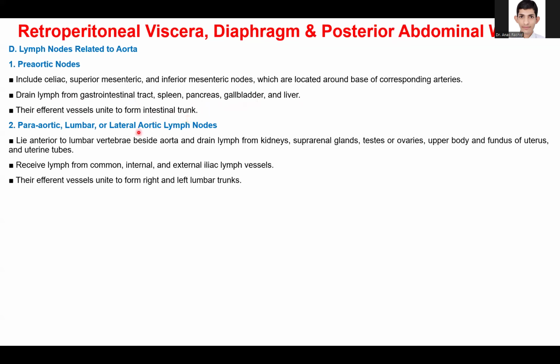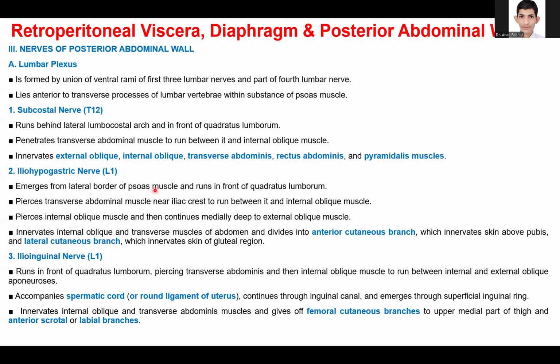Para-aortic, lumbar, or lateral aortic lymph nodes lie anterior to the lumbar vertebrae beside the aorta and drain lymph from the kidney, suprarenal gland, testes or ovaries, upper body and fundus of the uterus, and uterine tubes. They receive lymph from the common, internal, and external iliac lymph vessels. Their efferent vessels unite to form the right and left lumbar trunks.